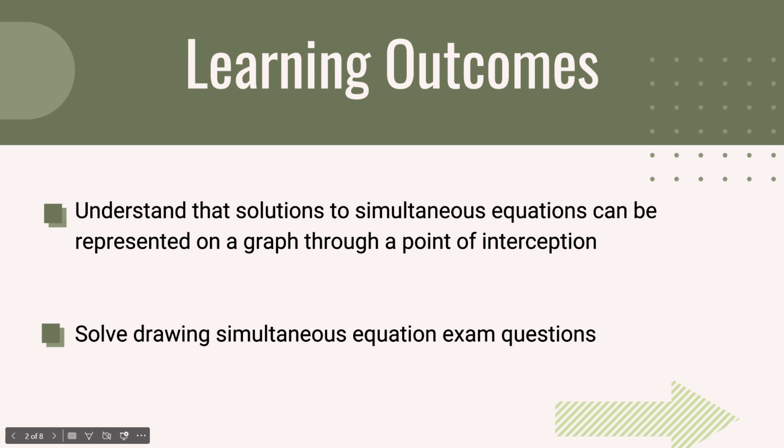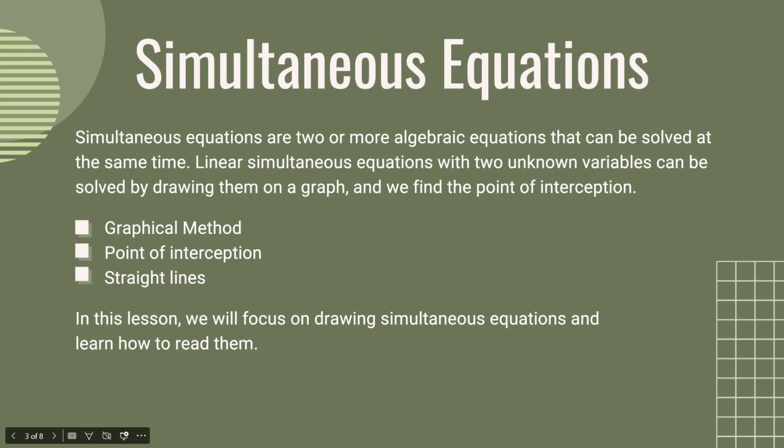Our learning outcomes for today are to understand that solutions to simultaneous equations can be represented on a graph through a point of intersection, and also to solve drawing simultaneous equation exam questions. So, what are simultaneous equations? Simultaneous equations are two or more algebraic equations that can be solved at the same time. Linear simultaneous equations with two unknown variables can be solved by drawing them on a graph, and we find the point of intersection, given those are our x and our y. In this lesson, we will focus on drawing simultaneous equations and learn how to read them.